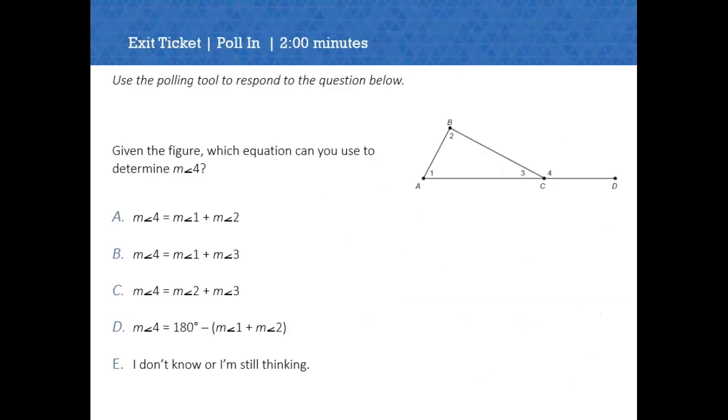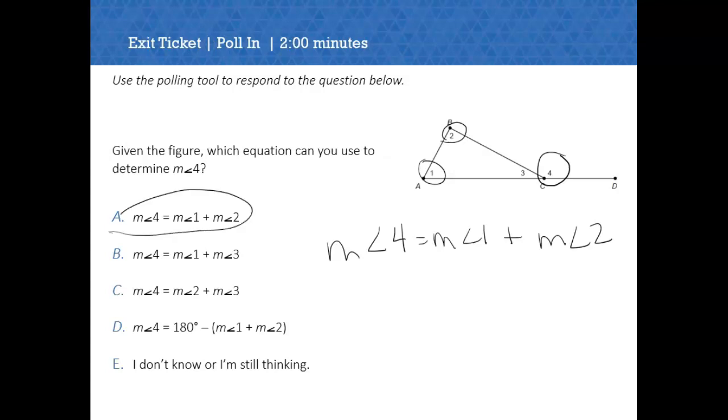Given the figure, what equation can we use to determine measure of angle 4? So the measure of angle 4, that's an exterior angle because it's outside the triangle. It connects to the triangle, but it's outside. It's the sum, so that's plus, of the non-adjacent, so the not connected angles. So measure of angle 1 plus the measure of angle 2, which is A.